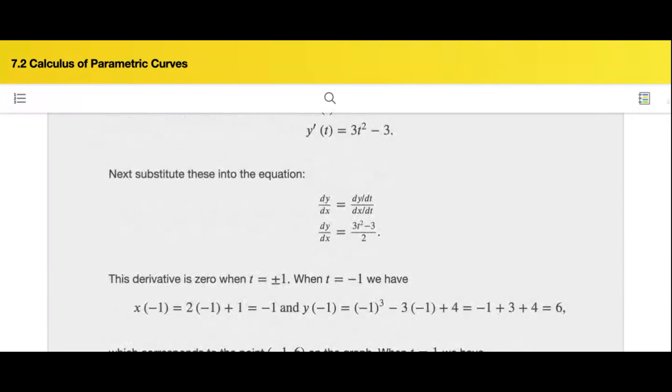So this derivative is 0 when t equals plus or minus 1. When t equals negative 1, we can plug in: x of negative 1 equals negative 1, y of negative 1 equals 6. So a point on the trajectory would be (-1, 6). And dy/dx, we can substitute the value t equals negative 1 in, will be the rate of change at the point, the slope of the tangent line to the point (-1, 6).